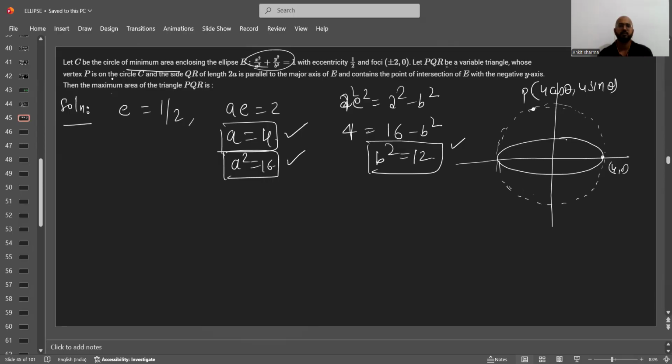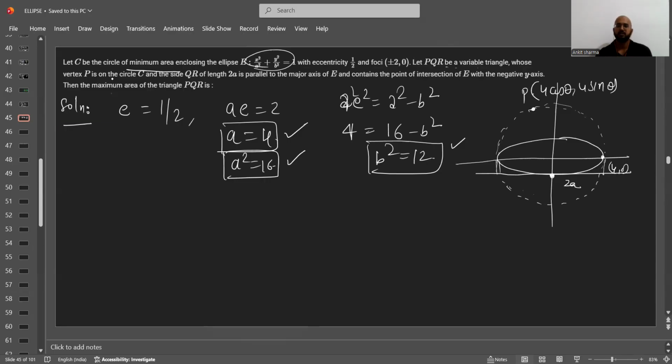And sides QR of length 2A is parallel to the major axis of E. Okay, so this is the major axis. That means I'm going to have a side QR of length 2A and contains the point of intersection of E with the negative y-axis. So point of intersection of E, this is the ellipse. That means I should have a triangle here, whose side is this. Its length is 2A. So this is A here, and this is also A here. That means 2A is equal to the major axis only.